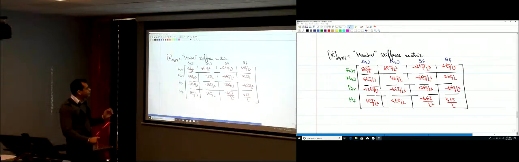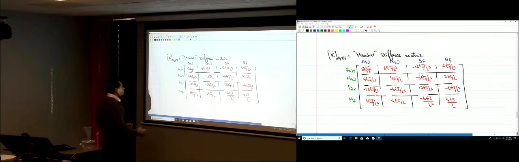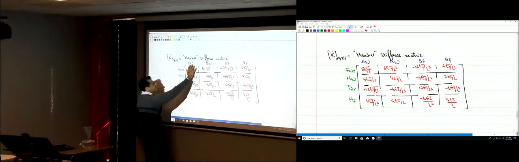So what does each of those numbers mean? What does this number mean? This number is the force at the near end.